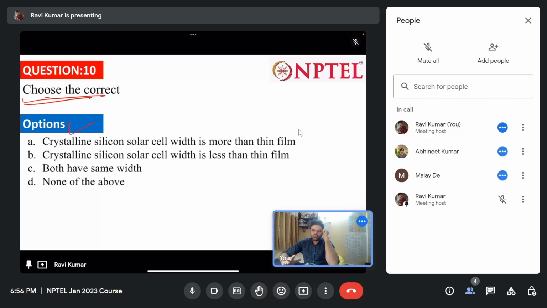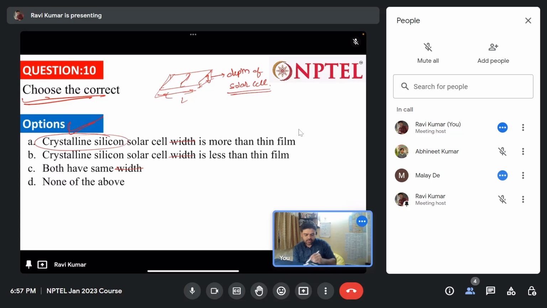Crystalline silicon solar cell, width is more, it is not width. If this is a solar cell, width and length are here, we can say depth, or the depth of the solar cell. So is this more for crystalline than thin film, or more for thin film than crystalline, or both have the same, or none of the above?